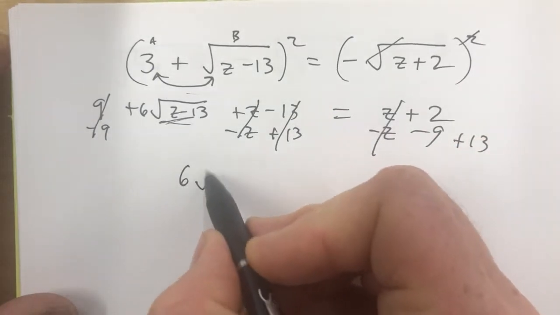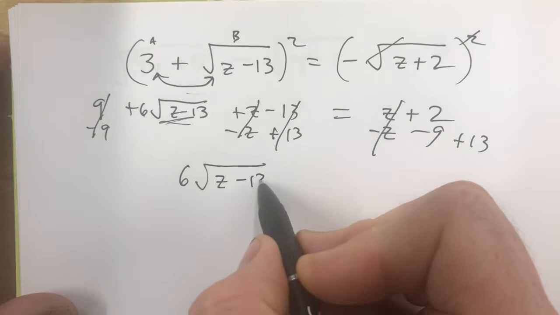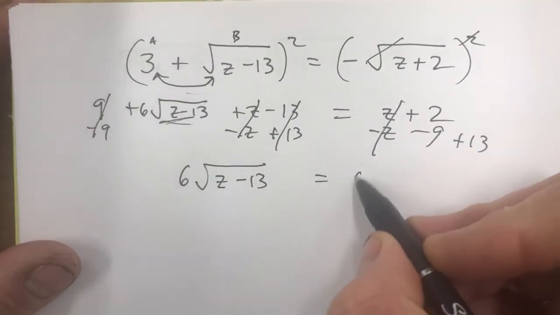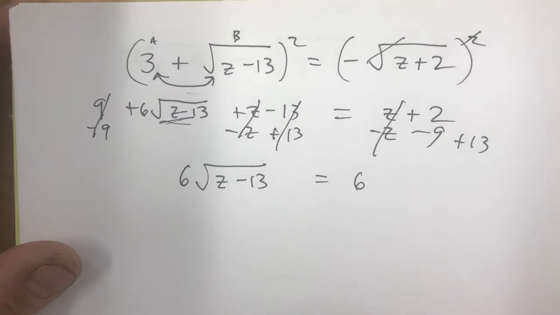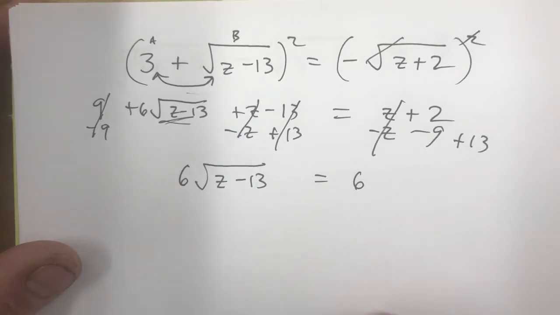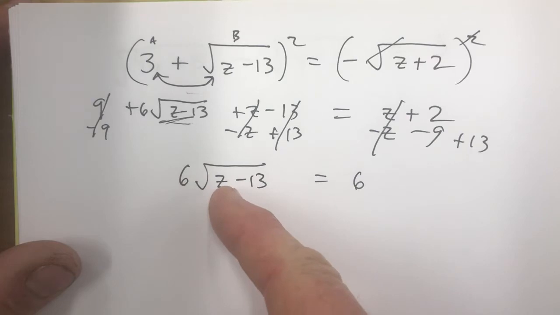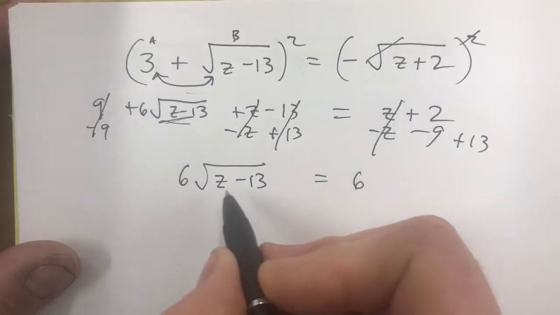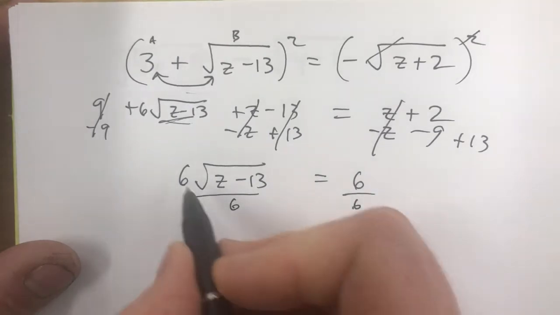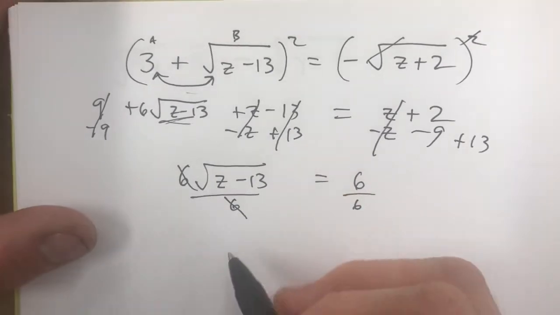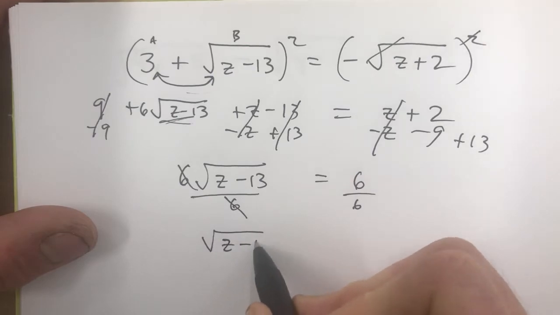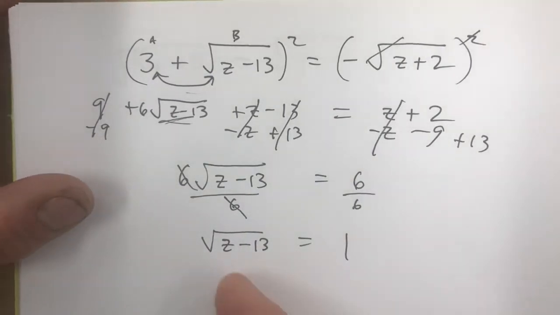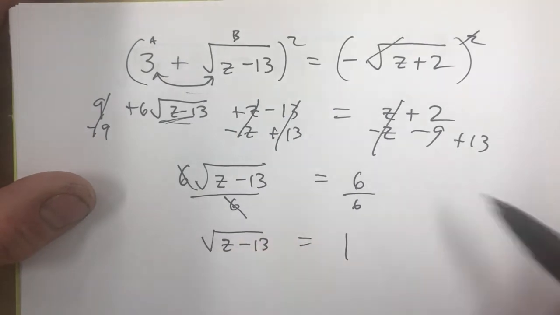And now I have 6 times the radical of z minus 13 equals, and over here I got 6. Okay? And that looks a lot better. Now, I've got this multiplier in front of this. Now, since this multiplier divides this number over here, I'm going to divide both sides by 6. Okay? Which gives me z minus 13 equals 1. All right, that's perfect. And now I got my radical isolated, and I can square both sides.